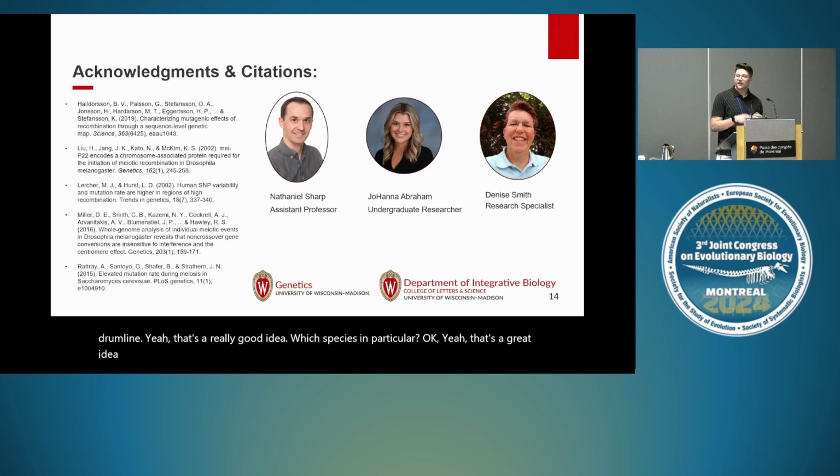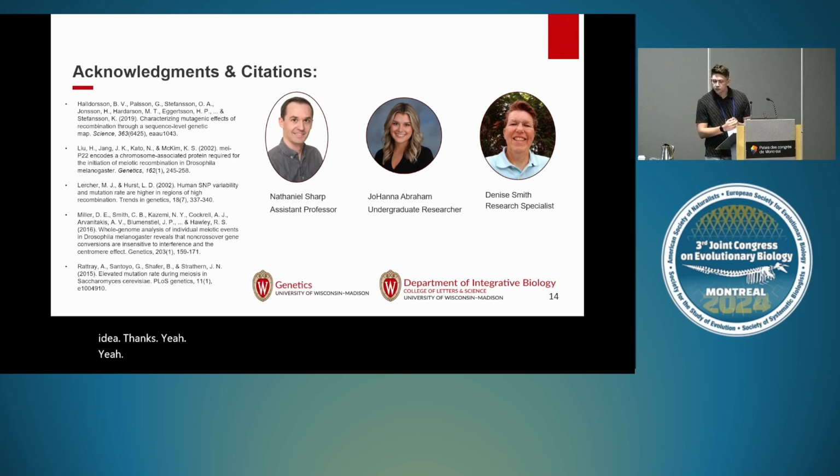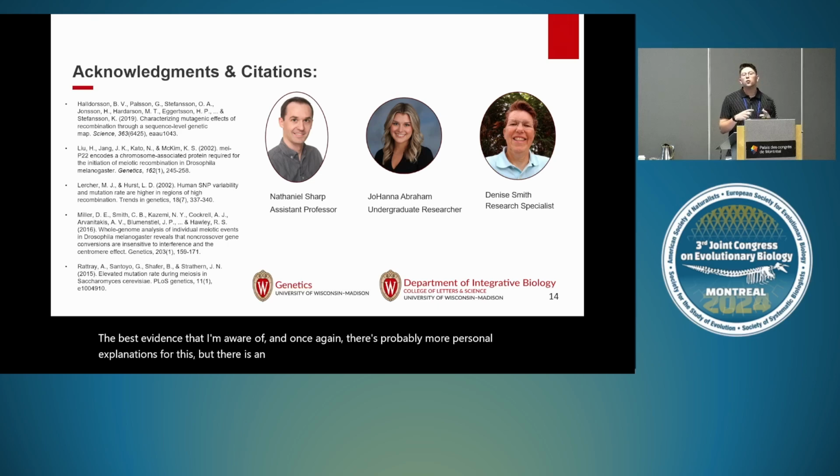You showed the evidence that recombination is mutagenic. Is there other evidence in Drosophila that recombination is mutagenic? The best evidence that I'm aware of, and once again, there are probably more parsimonious explanations for this, is an association between recombination rate in Drosophila and nucleotide diversity. That's not great evidence. It's usually explained in other ways, but one of the motivations for my study was that in yeast and humans we know what's going on, but how about in Drosophila? Good question.